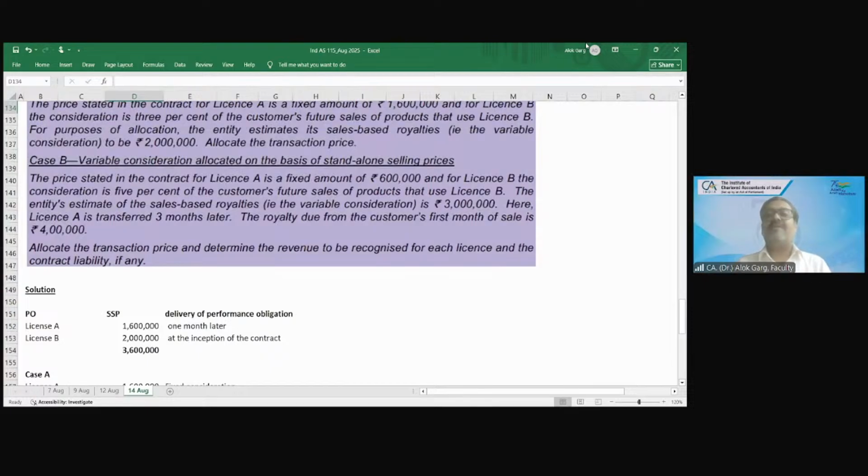What about case B? The second scenario. The first scenario was very simple. The price stated in the contract for license A is a fixed amount of rupees 6 lakh. And for license B, the consideration is 5% of the customer's future sale of the product that used license B. The entity estimate of the sales based royalties is rupees 30 lakh. Here, license A is transferred 3 months later. The royalty due from customer first month sales is rupees 4 lakh.